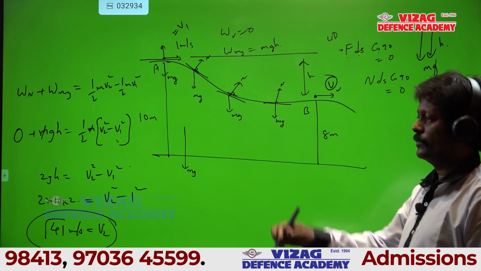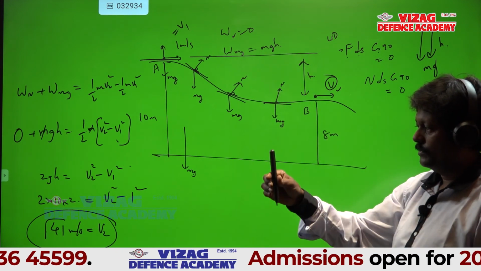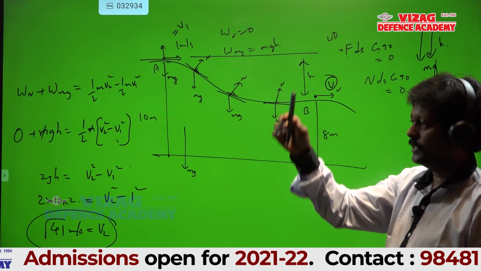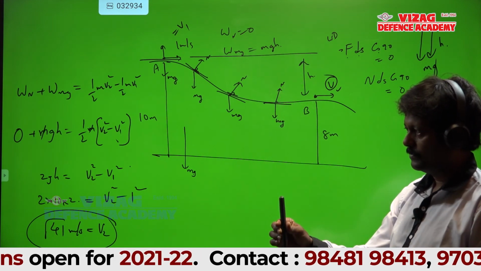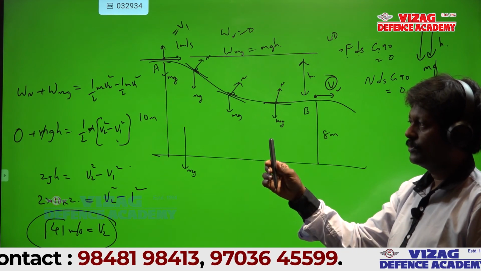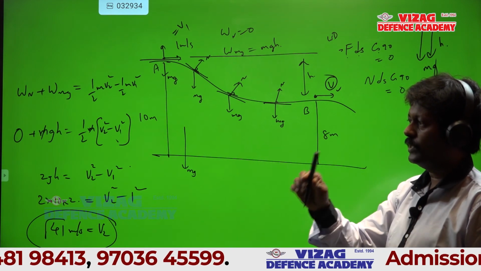Very good. mg is down, displacement h is downward. What is the angle between mg and displacement? 0. So mg h into cos 0. Cos 0 is 1. So mg h.